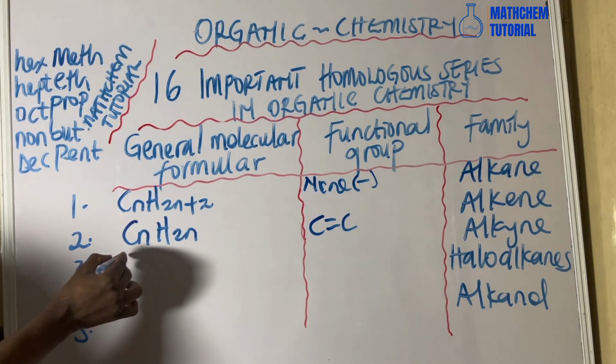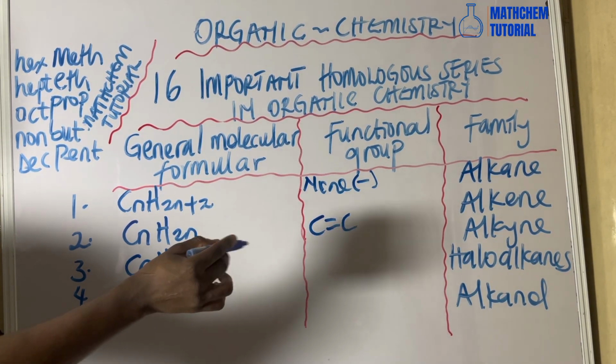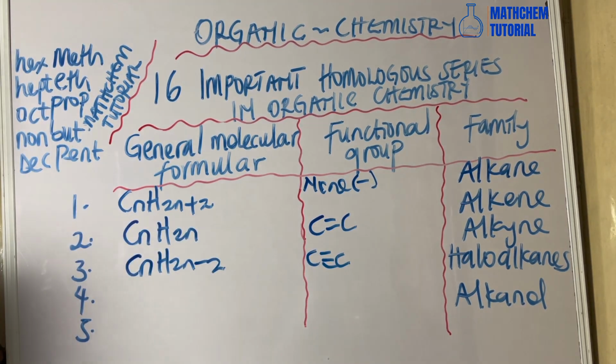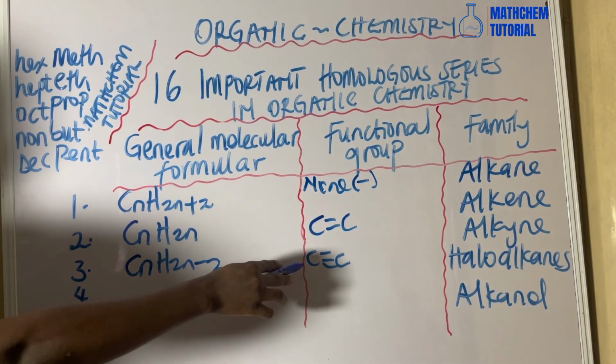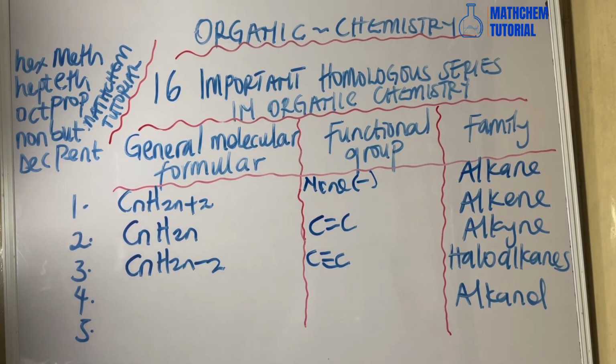So for alkyne, it is CnH2n minus 2. So the functional group is C triple bond C. So that's the functional group. Sorry, I'm writing this particular one for alkyne. Don't mind me. So that is C triple bond C. So that is what an alkyne is.